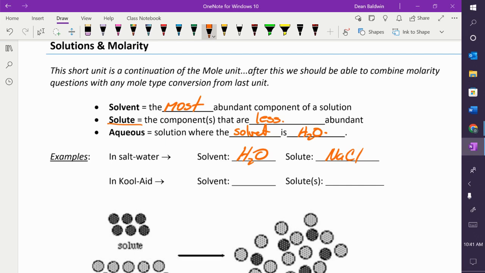And in Kool-Aid, what's the solvent? What do you dissolve it in? Water. And the solute is basically sugar. Colored sugar is basically what Kool-Aid is.